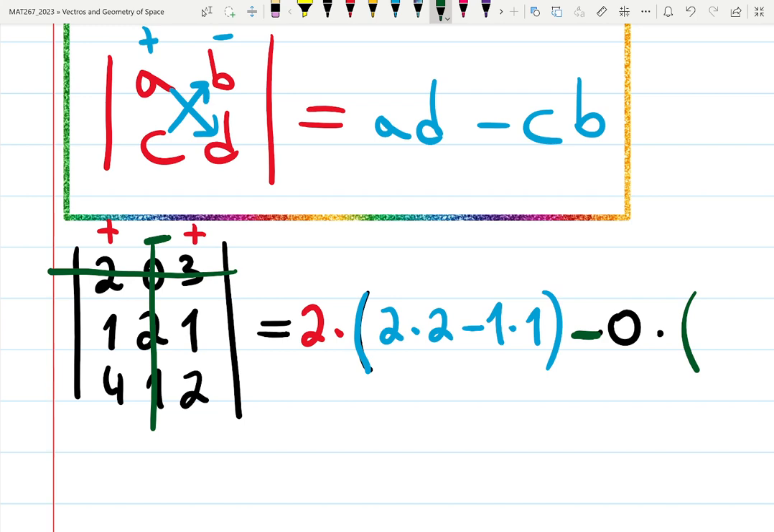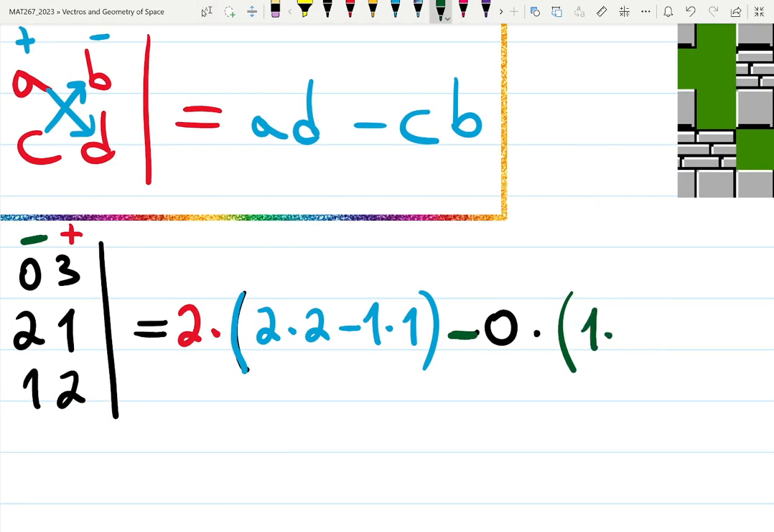1 times 2 minus 4 times 1. That's how people remember it. It's mostly visual rather than an actual formula. 1 times 2 minus 4 times 1, like so. Erasing, writing it down.